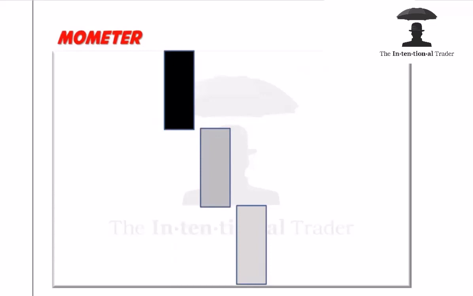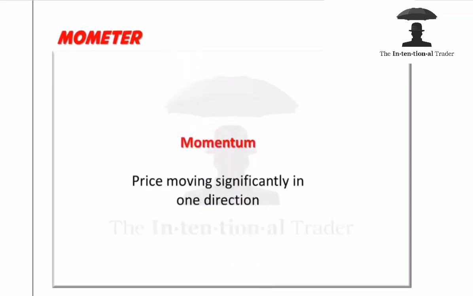Today we're talking about the Mometer. Mometer helps us determine the momentum of the markets. Now, what is momentum? Quite simply, we're going to define momentum as price moving significantly in one direction.